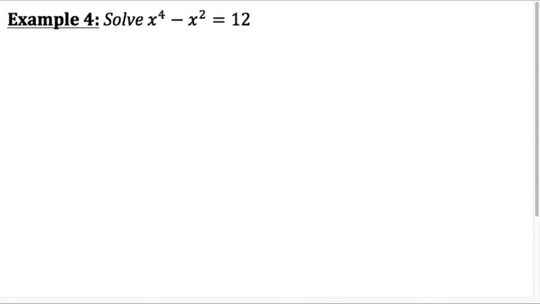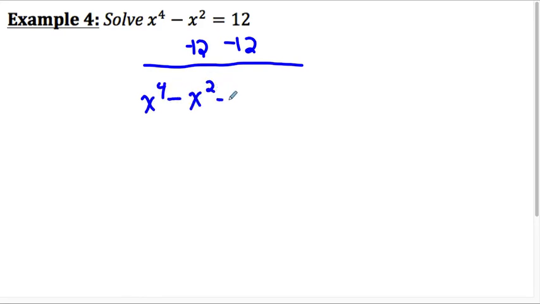So let's work with this one here. So again, whenever we're solving something with these quadratics or quartics or anything like that, where there's factoring involved, we want it to be equal to 0 first. So first of all, we're going to subtract 12 from both sides. We want to move that over and set it equal to 0. All right, so x to the fourth minus x squared minus 12 equals 0.